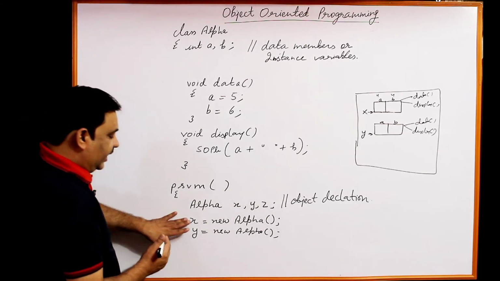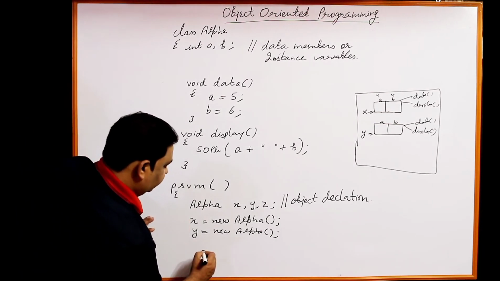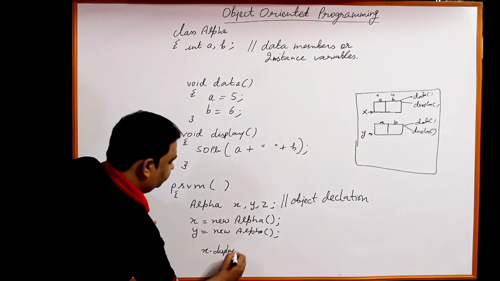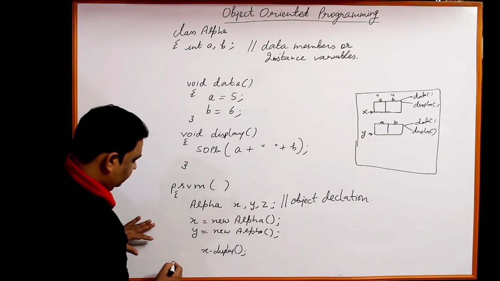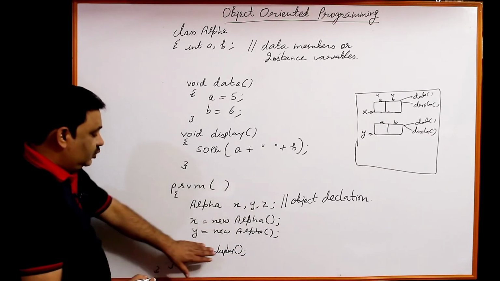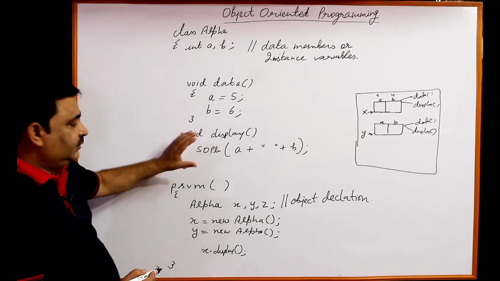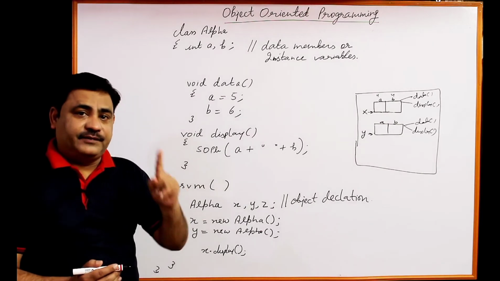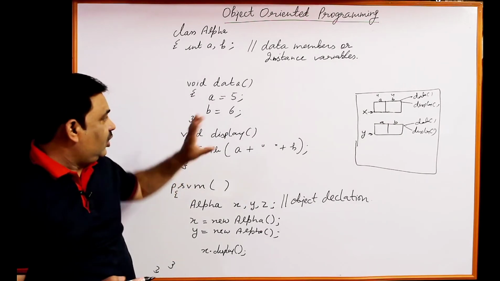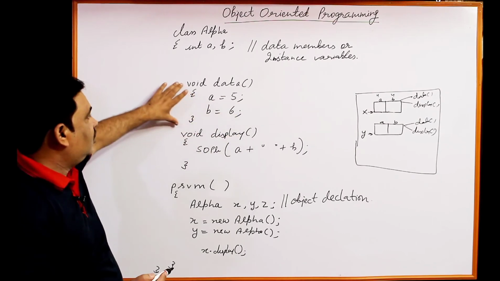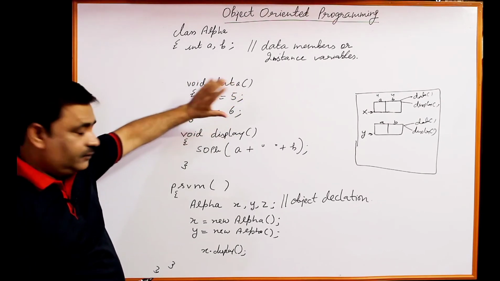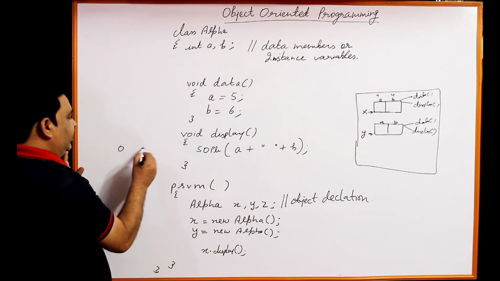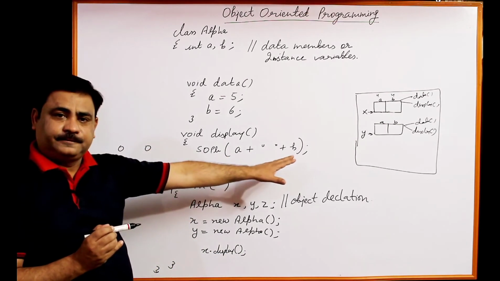Now with the help of x object, if I call the function x dot display, close the function and then class. So when I call display function, what will it print? It will print the default values of a and b, which will be 0. It will not print 5 and 6 because we have not called the data function first of all. First of all, we have just called the display function. So it will print here 0 and 0, both the values of a and b.